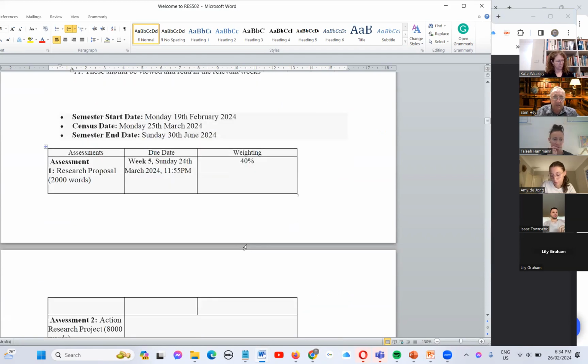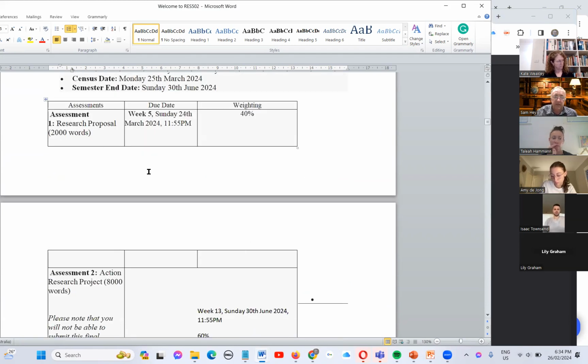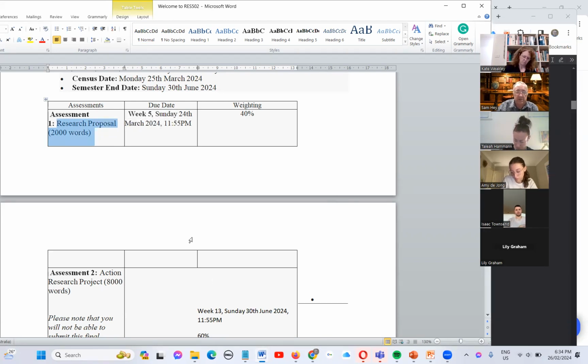As well as this, the major assessment tasks are firstly a proposal of 2,000 words, which would include a literature review and include your methodology, include some statements regarding ethics and how you're going to go about collecting the information. So that's the proposal, 2,000 words.